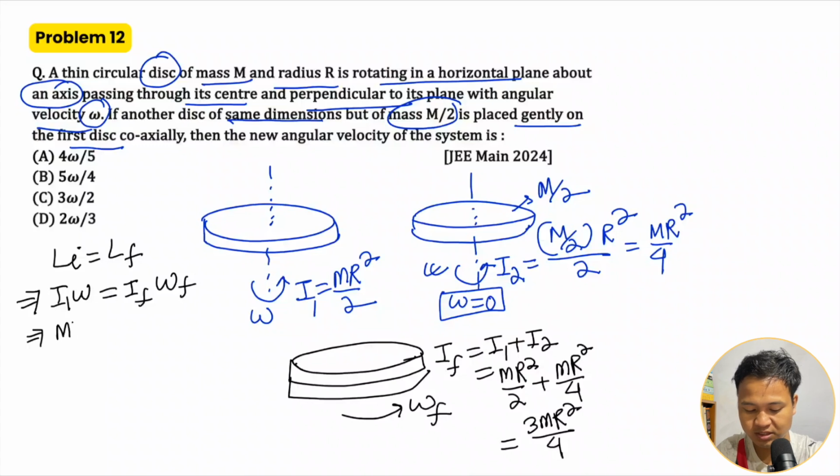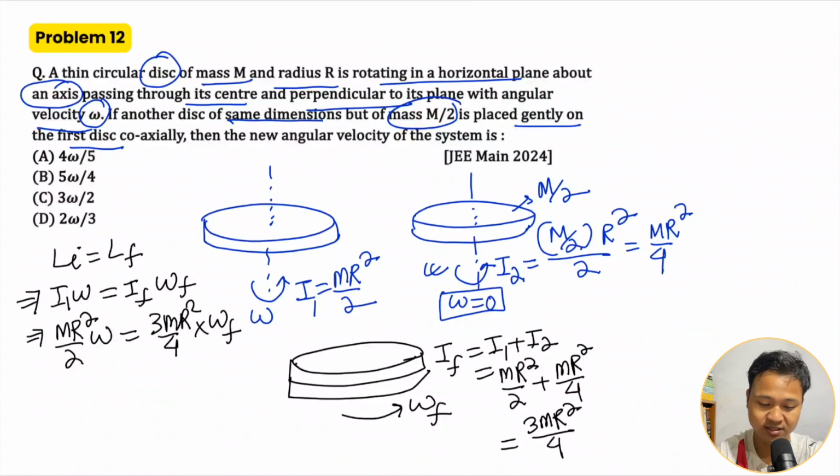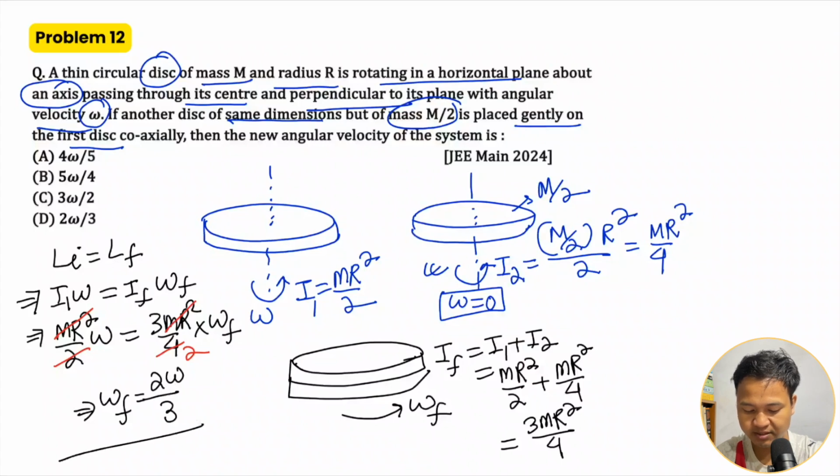So how much is this? mr squared by 2 into omega should be equal to the new moment of inertia, 3 mr squared divided by 4, times omega final. So mr square gets cancelled out, and 2 over 4 gives the final omega as 2 omega divided by 3. So that is option D.